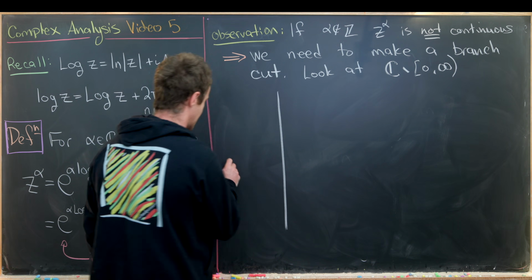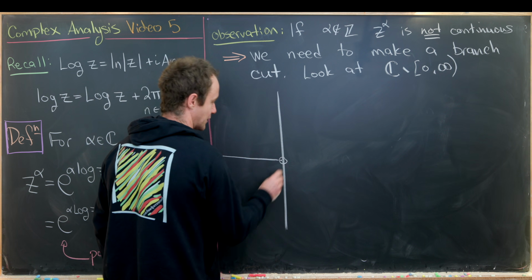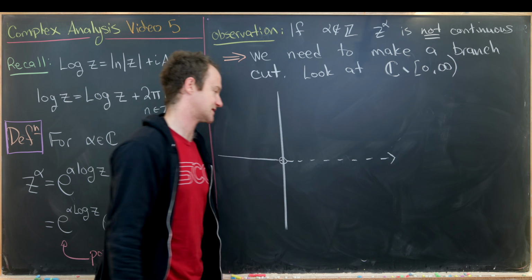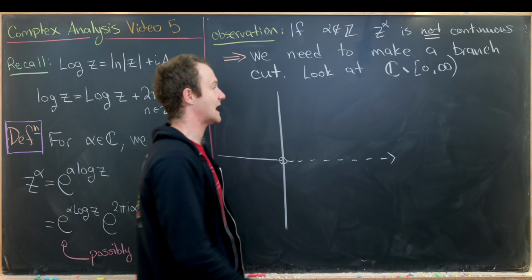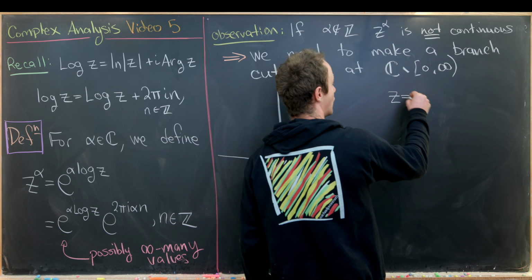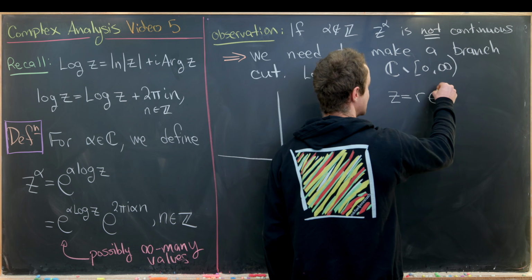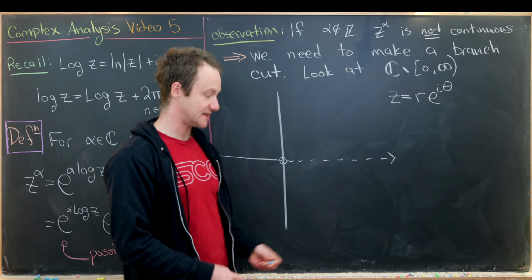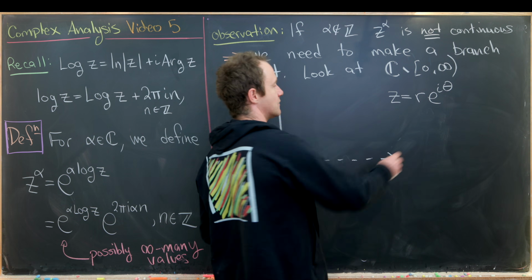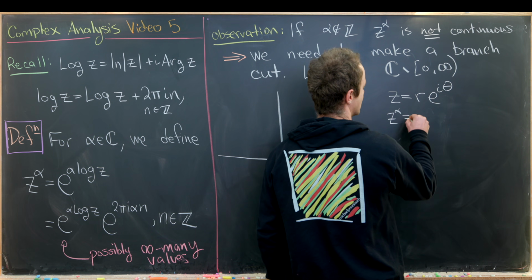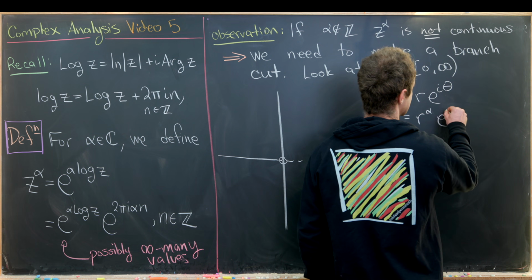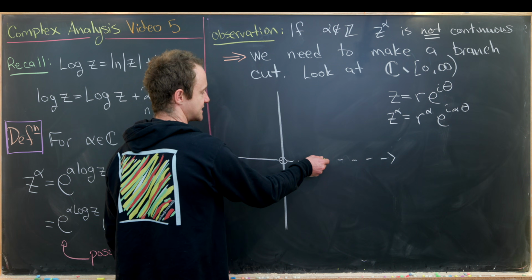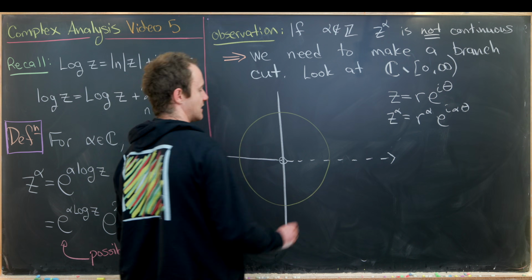So let's maybe sketch that up. Here's my complex plane. I'm going to remove the origin, and I'm removing this entire positive real axis. So it looks something like that. And now let's suppose that we write z in polar form, so it's r e to the i theta. And the drawing that I make is what happens in the image of z to the alpha. Just to reiterate what's going on here, z to the alpha will be equal to r to the alpha e to the i alpha theta. Okay, so let's put a circle of radius r here centered at the origin. That's going to look something like this.